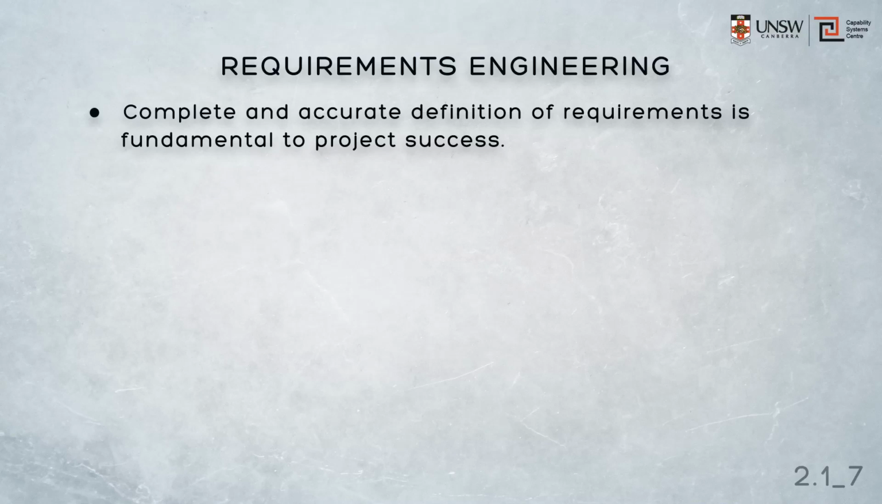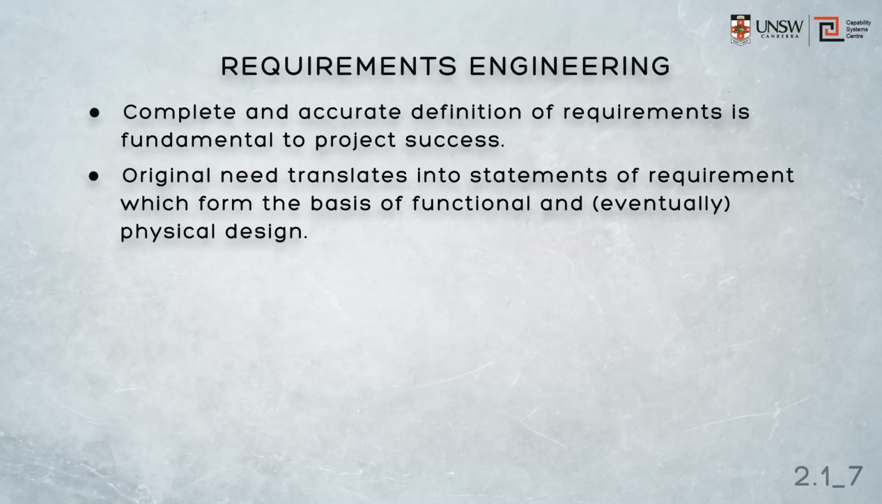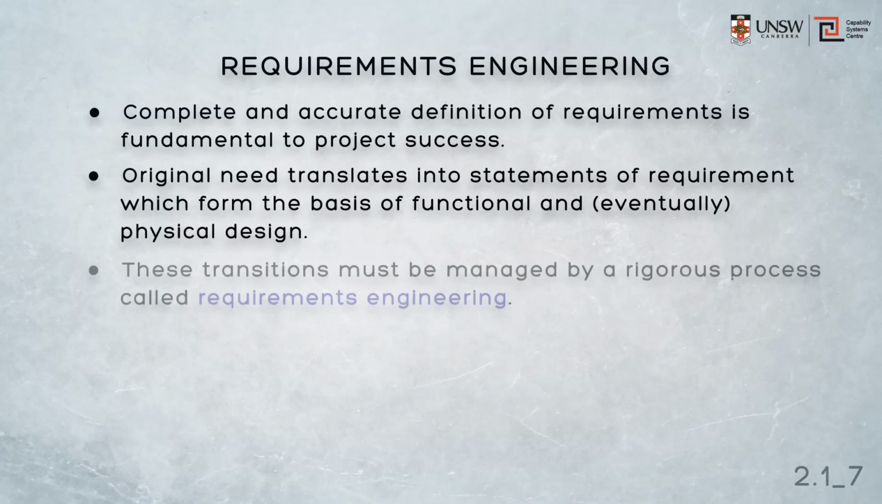The life cycle of the system we saw began with business needs, which were then translated into a large number of statements of requirement, which form the basis of the logical design and are subsequently elaborated further to form the physical design. Now, these transitions from the business needs and requirements to the stakeholder needs and requirements to the system requirements are managed by a very formal process called requirements engineering.